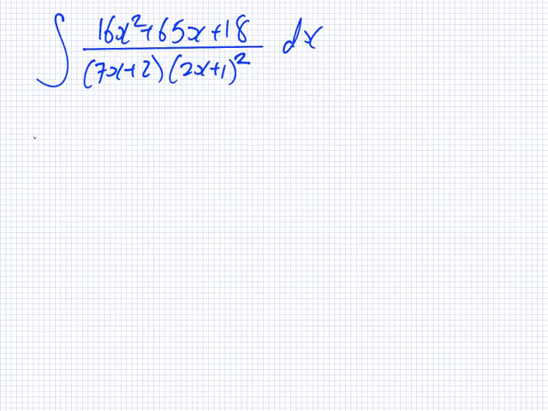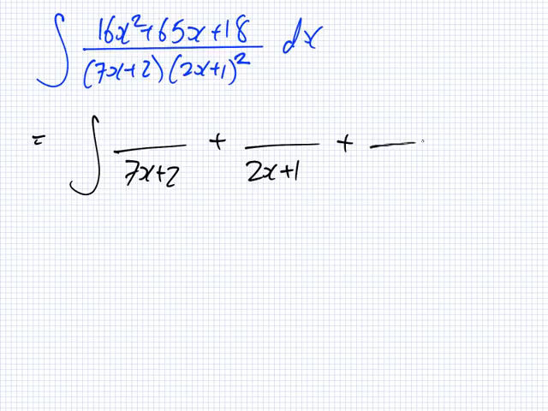We know that we can write this as a number over 7x plus 2, plus a number over 2x plus 1, plus a number over 2x plus 1 squared.